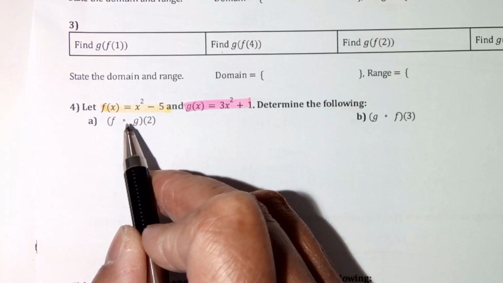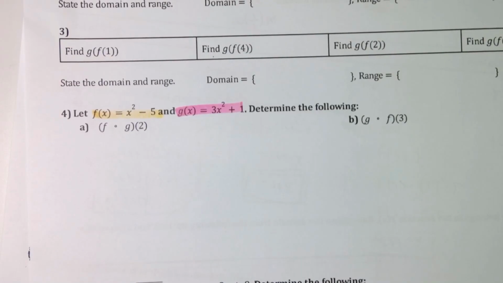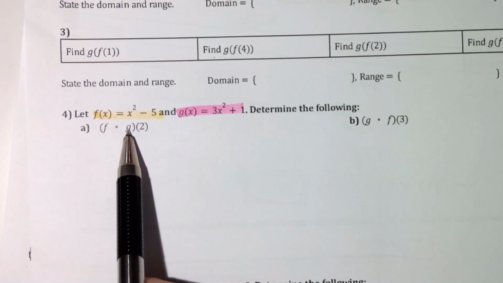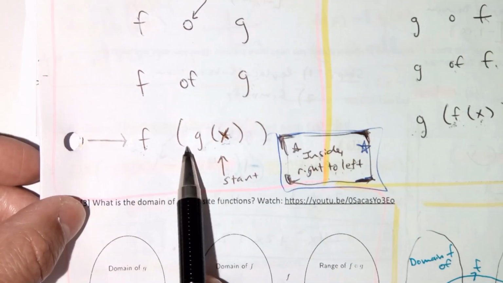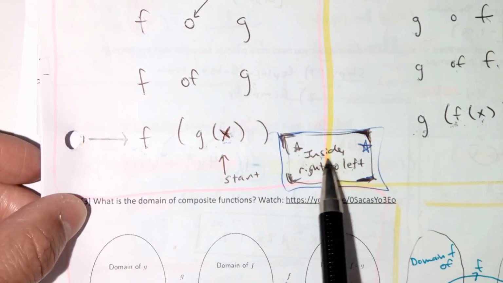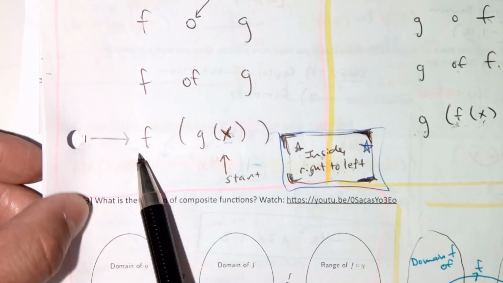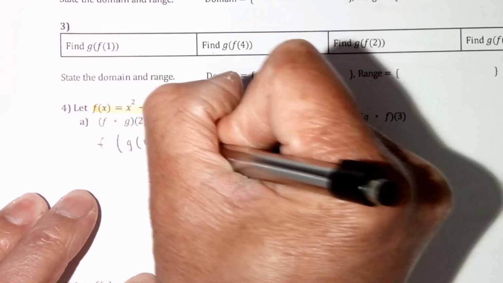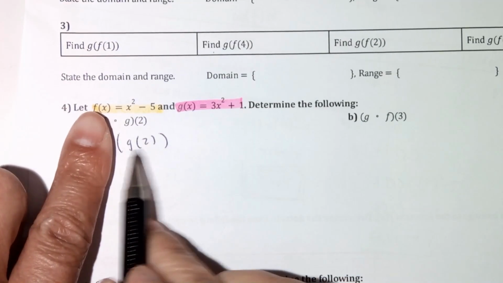Okay? So we created a handy dandy chart on the front of our 4.1 packet. And f∘g can be written as f of g of x. And we said that we need to start on the inside and go from right to left. So f of g of 2. That means I just need to figure out g of 2 first.